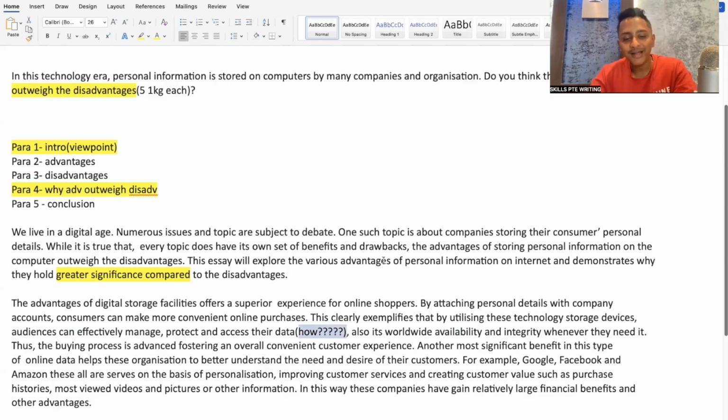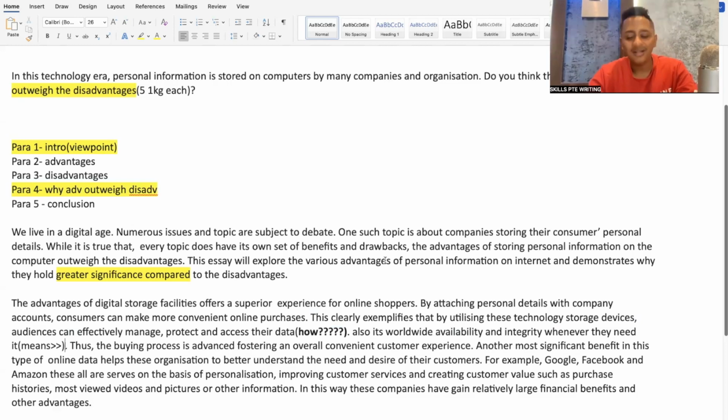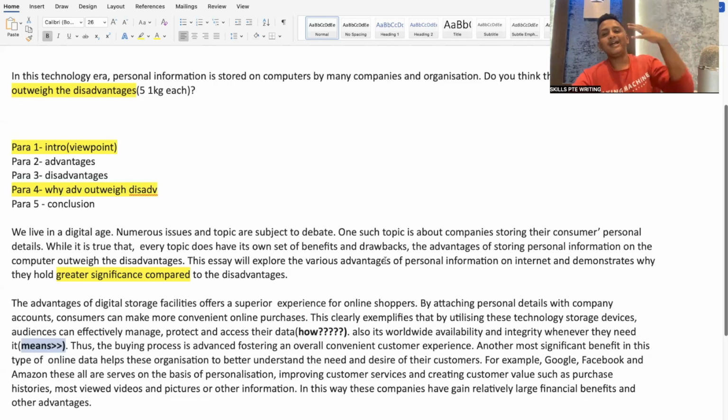Don't simply state the facts. Also, it's worldwide availability and integrity whenever they need it. Means what? It is not clear. Explain. No. Consider Amazon. Let's say you want to buy a product. You want to buy a refrigerator. Let's say they already have your personal information. Then they can suggest some of the refrigerators based on your salary, based on your budget. It saves your time. Give a proper example.